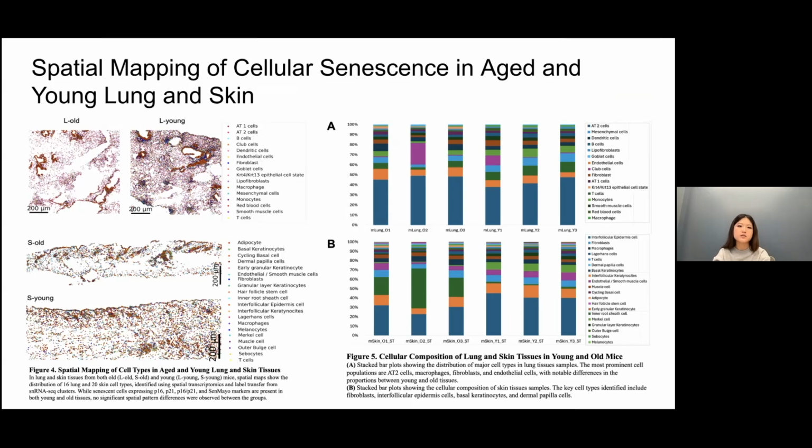Despite the presence of senescent cells expressing markers like p16, p21, and SenMayo, there were no clear differences in spatial patterns between young and old lung samples.